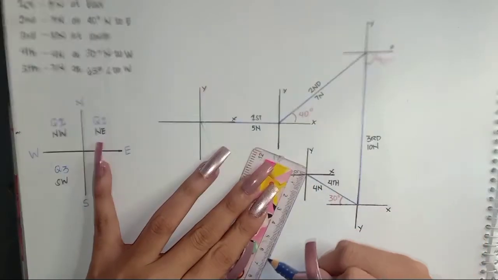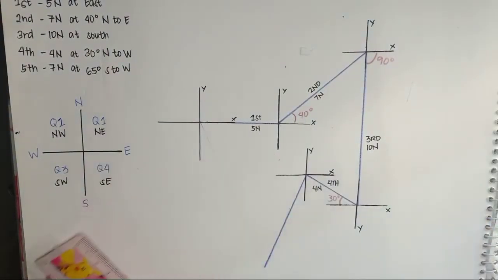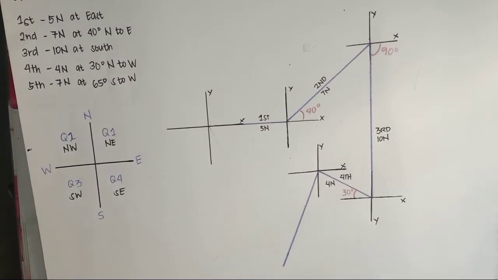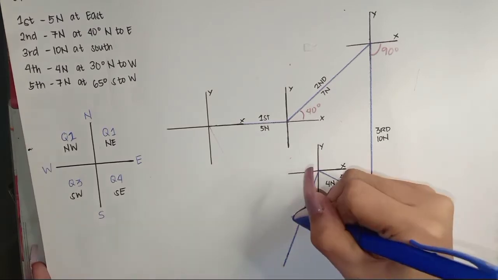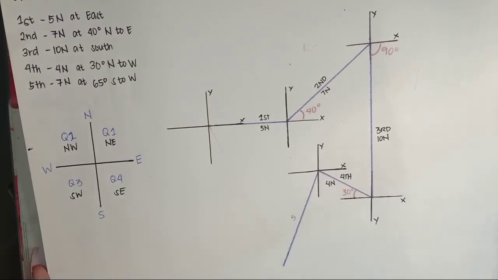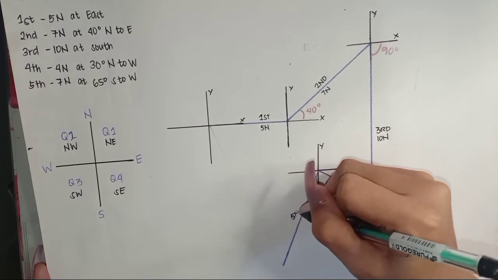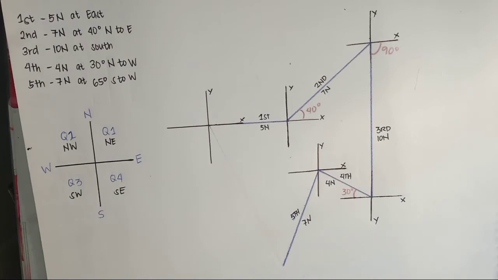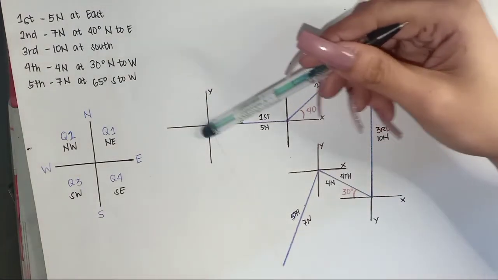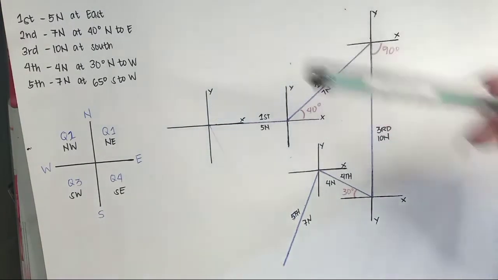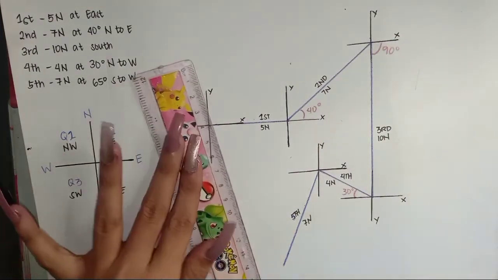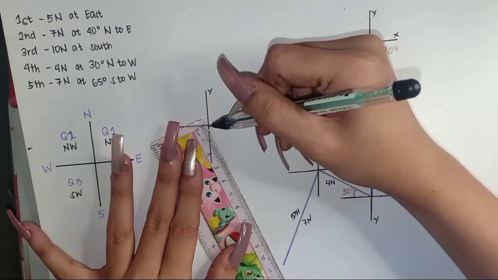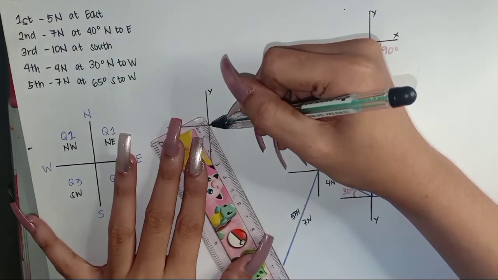Don't forget to use different color. And that is our fifth vector, which has the magnitude of 7 Newton. So, babalik tayo sa ating first Cartesian plane at itatapat lang natin ang ating ruler at pagdudugtungin lang natin sila.